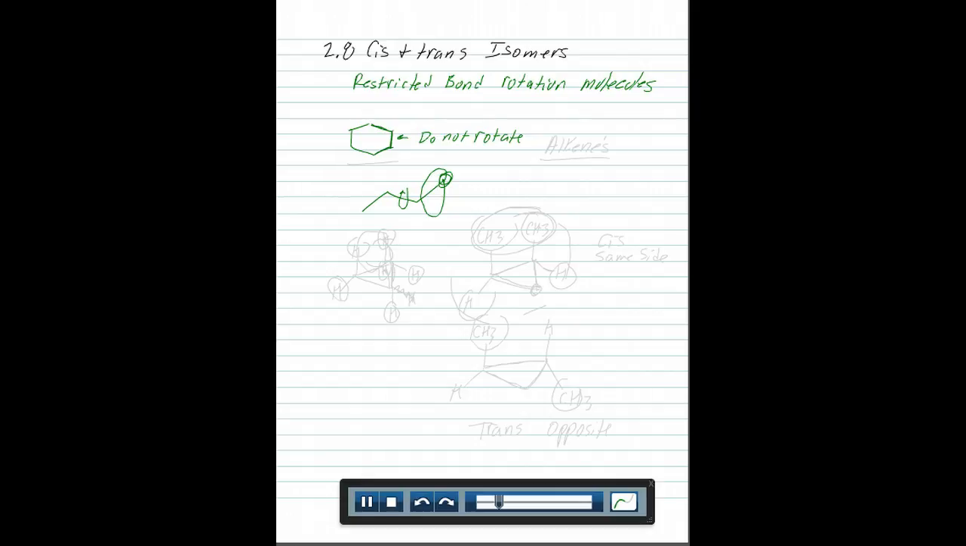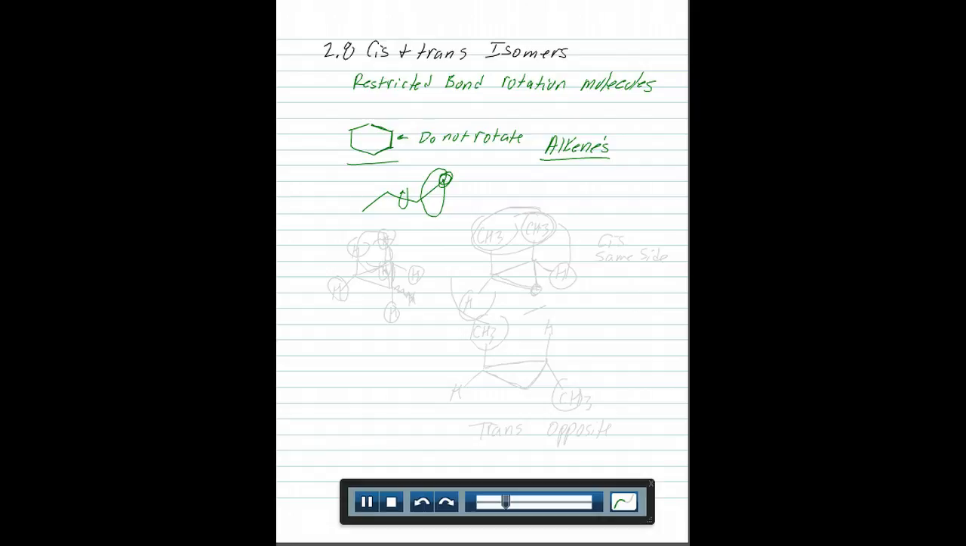Well, these cis and trans isomers only occur on these molecules where you cannot rotate the molecule, because if you can rotate them, you don't have cis and trans. So it only occurs on molecules that do not have rotation. It occurs on cyclical compounds. We'll also see that this occurs on alkenes, which will be, I believe, next chapter.